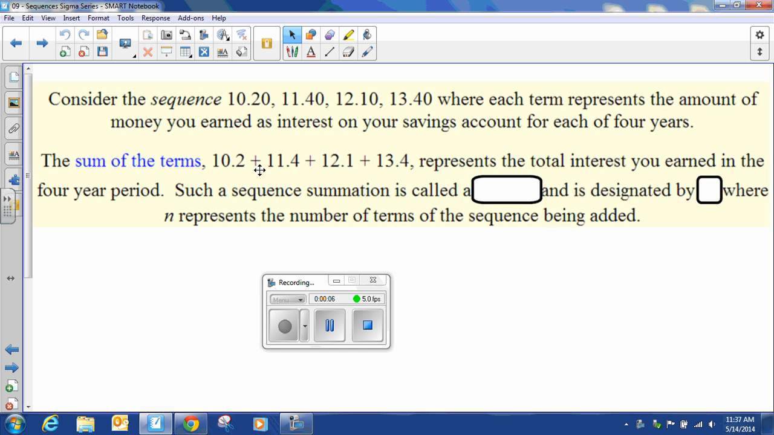The sum of the terms 10.2, 11.4, 12.1, 13.4, these are all monetary amounts represented as interest in a savings account. Such a sequence summation is called a series and is designated by S sub n, where n represents the number of terms of the sequence being added.